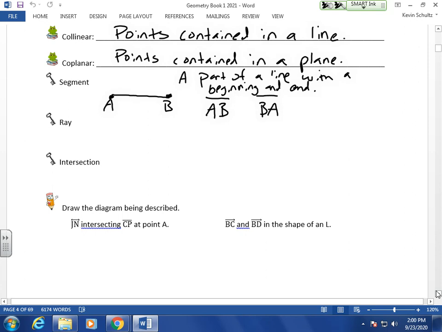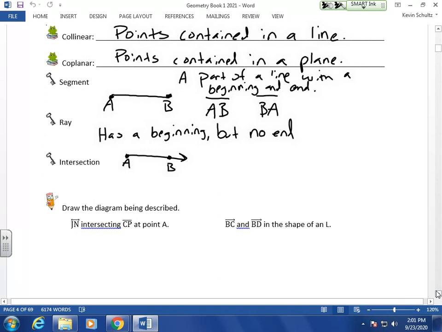Okay. How about a ray? What's a ray? Yeah. A ray is part of a line that goes on forever. In how many directions? One direction, right? It has a beginning but no end. It continues on forever in one direction. So an example of that would be something like this. It has beginning point A and passes through B forever.